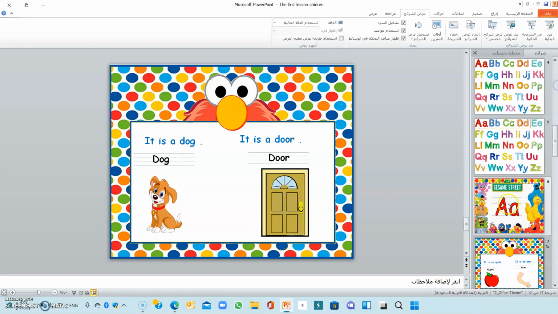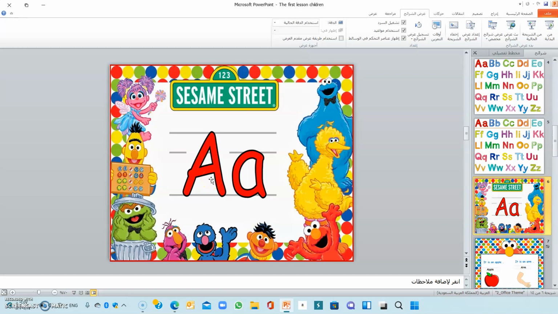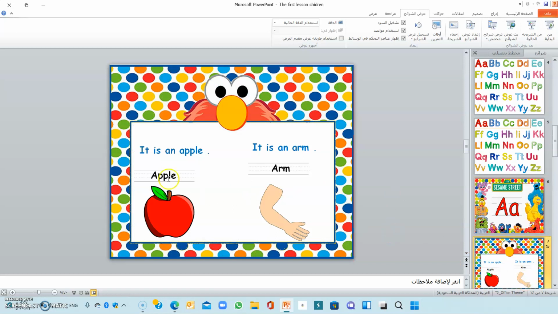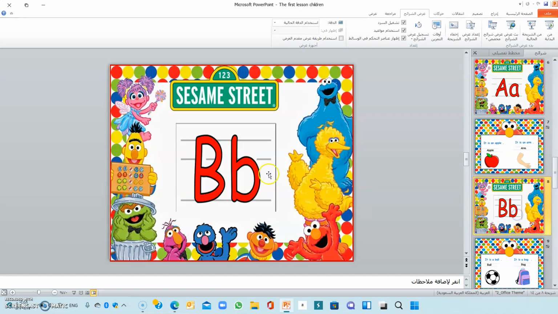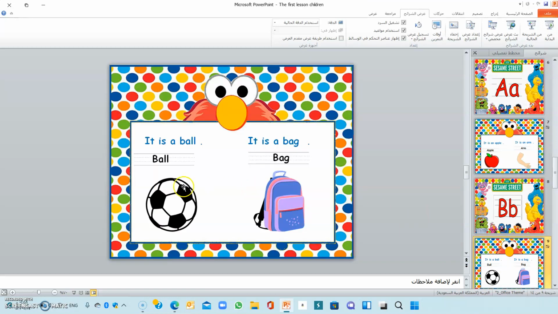Again, girls, from the beginning, what is this letter? Capital A, small a, and the sound is a, a. The words are apple and arm. It is an apple. It is an arm. What about this letter, girls and boys? Capital B, small b, and the sound is b, b. The words are ball and bag. It is a ball. It is a bag.